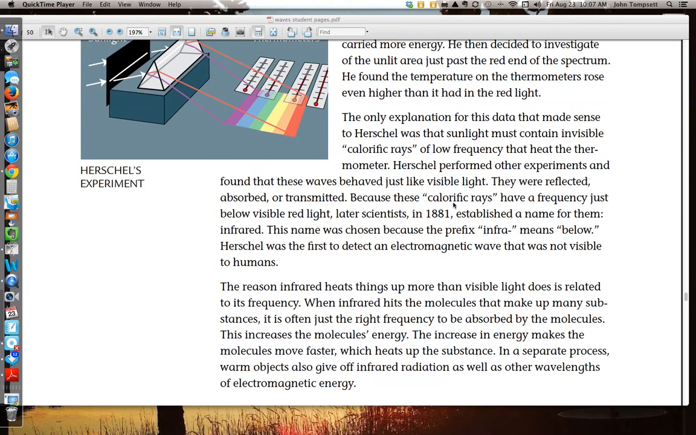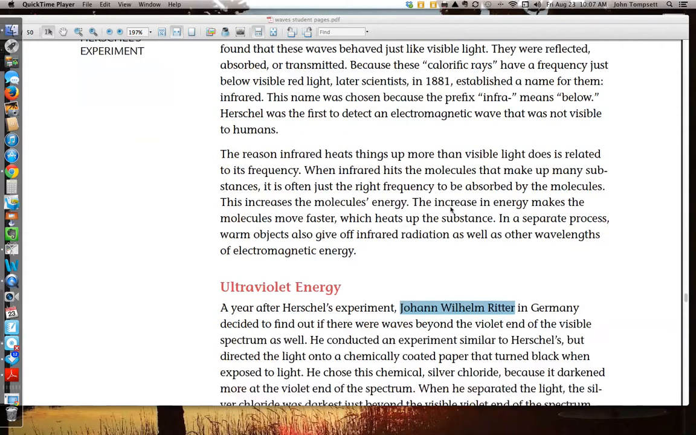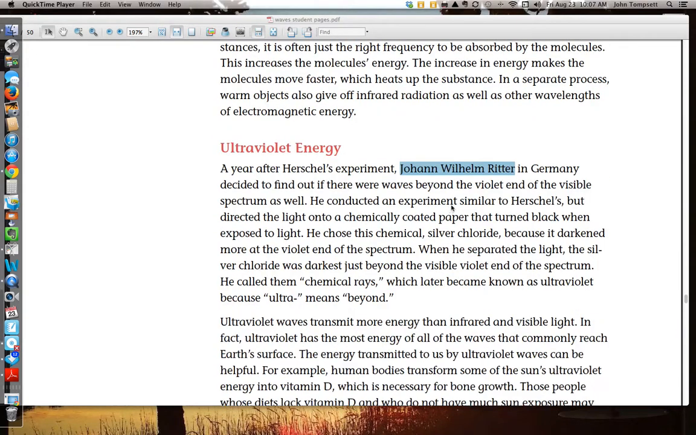The reason infrared heats things up more than visible light does is related to its frequency. When infrared hits the molecules that make up many substances, it is often just the right frequency to be absorbed by the molecules. This increases the molecule's energy. The increase in energy makes the molecules move faster, which heats up the substance. In a separate process, warm objects also give off infrared radiation as well as other wavelengths of electromagnetic energy. Good time to pause, good time to stop it, and make sure that you have what you need to have.